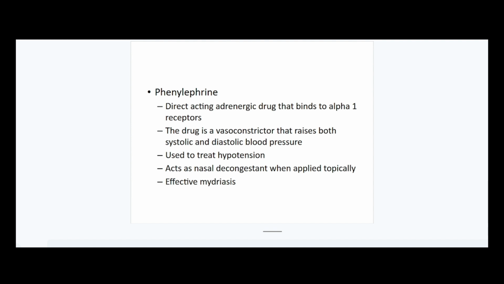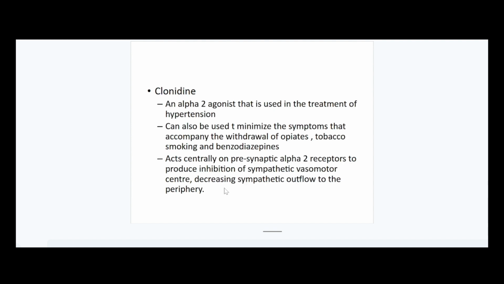We have a very popular one, phenylephrine. Phenylephrine is a direct acting adrenergic drug that binds to alpha 1 receptor, and alpha 1 is found in the blood vessel. It is a potent vasoconstrictor. It is used to treat hypertension and can also be used as a nasal decongestant when applied topically. Also effective for mydriasis in case of glaucoma.